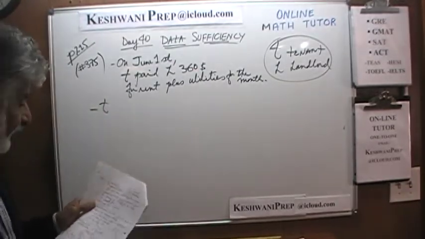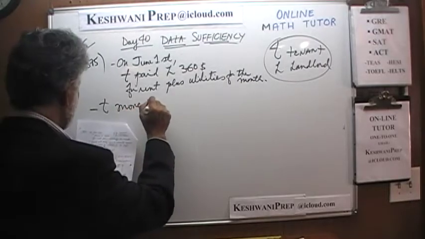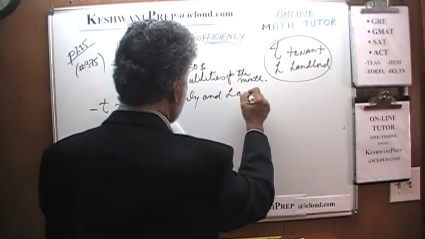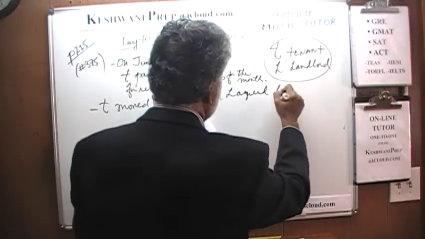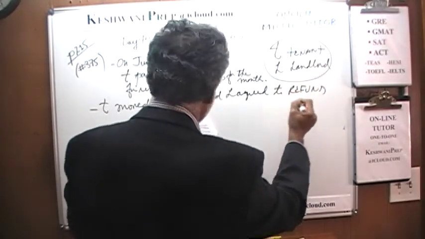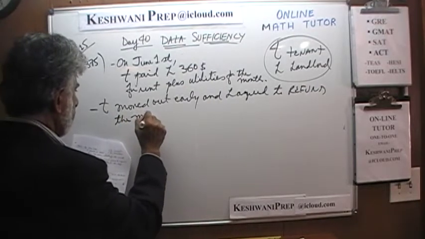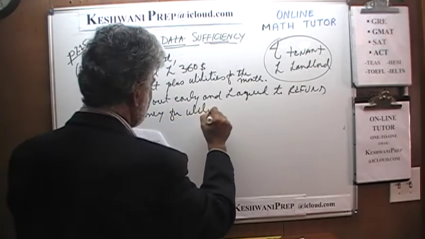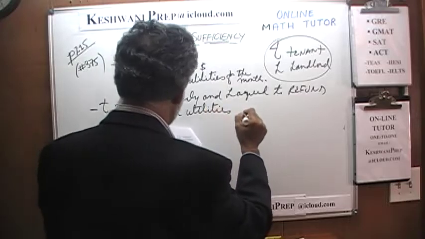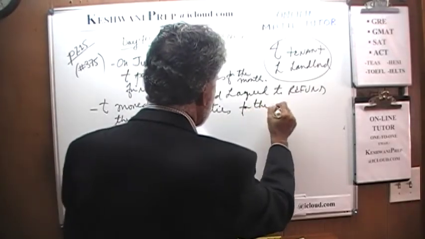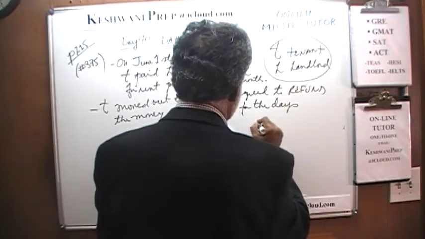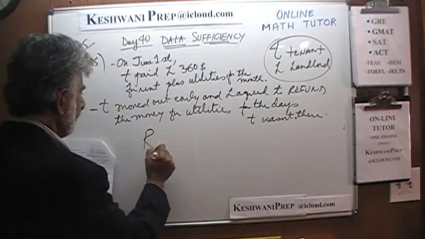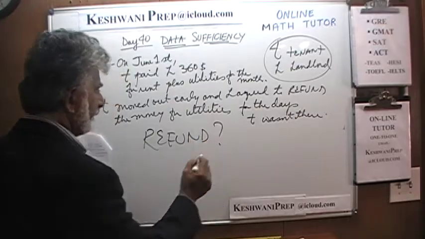Then what happens in the story is that the tenant decides to move out early, and the landlord agreed to refund the money for utilities for the days T wasn't there. Question simply is, how much is the refund? That's the story. How much is the refund?